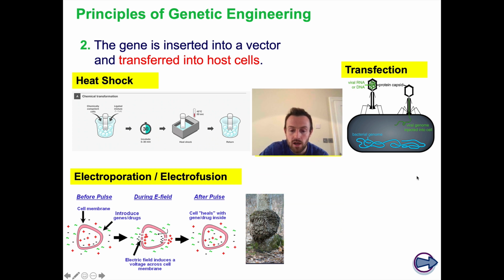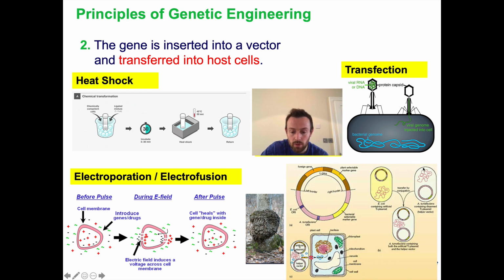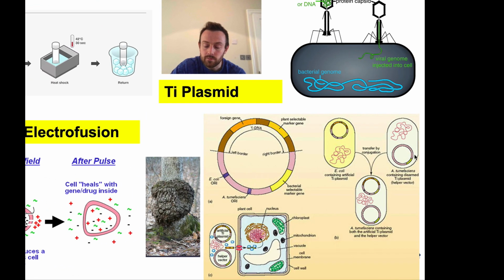The final one is kind of a weird one called TI plasmid. Now this TI plasmid is kind of complicated, so we'll zoom in down here a little bit. It uses a bacteria to infect a plant cell. This bacteria is called Agrobacterium tumefaciens, and it is responsible for causing these growths on trees that you may have noticed. This is called a crown gall.